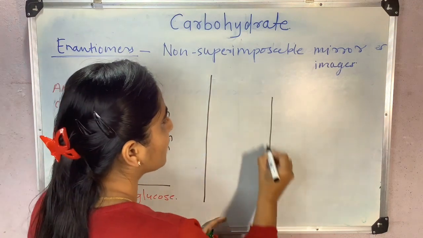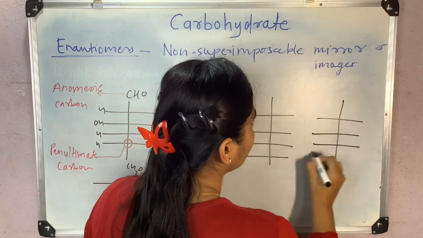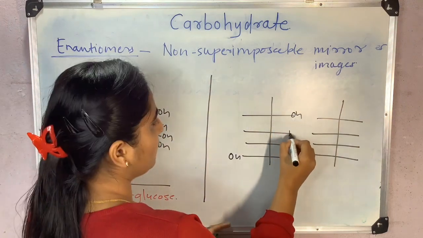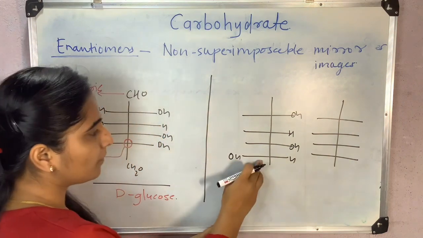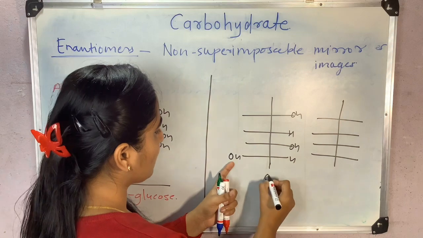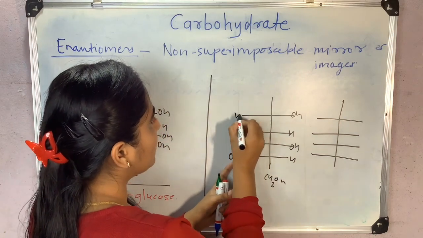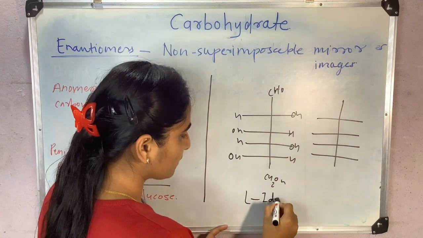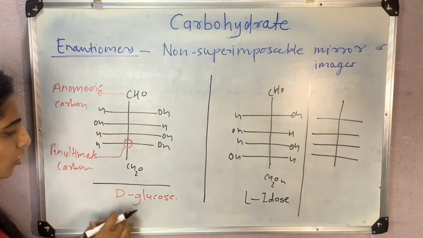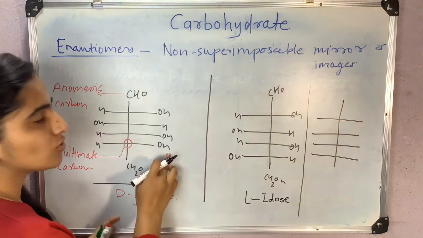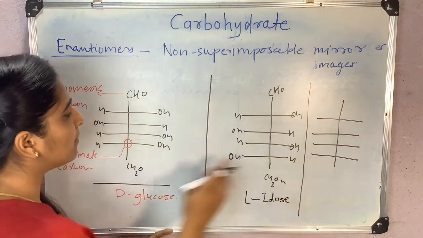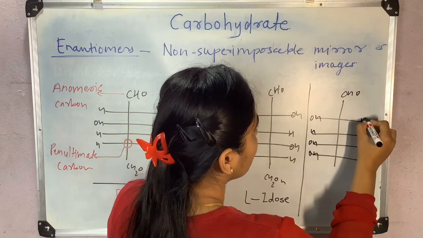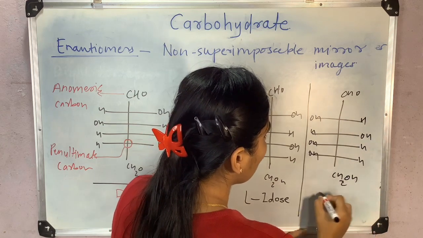Otherwise, see here, if I draw two structures, with OH and the remaining right side groups as they are, and only change this OH to the left side, CH2OH, H, OH and H, CHO, this molecule is not L glucose, this molecule is L idose. Therefore, for L configuration of glucose, all the groups at the right side should be at the left side, and this should be the mirror image of D glucose, like this: CHO, OH, H, OH, OH, H, OH, H, H and CH2OH. Now this is L glucose.